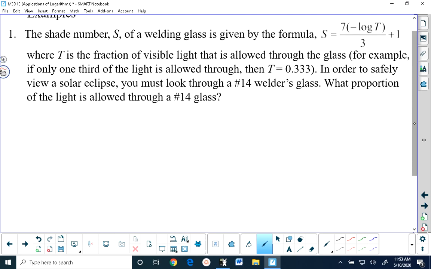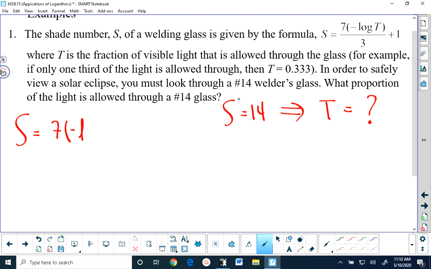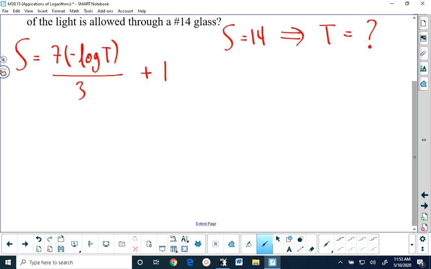What this question is asking us to do is the following. If S is equal to 14, then what proportion of light makes it through? So what is T? Well, we're going to take the formula. The formula is S equals 7 multiplied by the negative of the log of T divided by 3, then plus 1, and we're going to go ahead and put 14 in for S so that we can solve for T. 14 is equal to 7 multiplied by the negative log of T over 3, then plus 1.